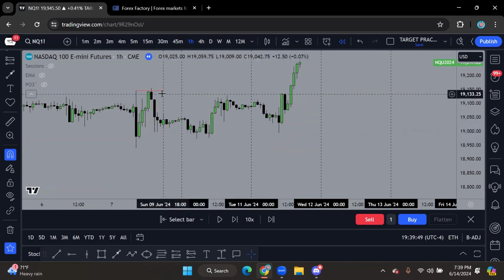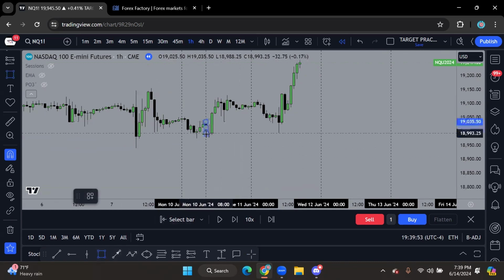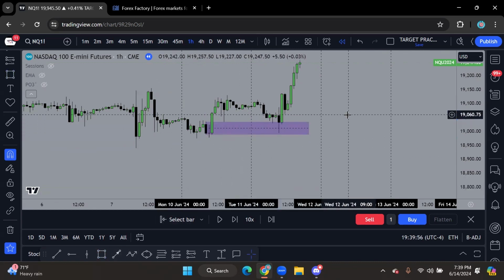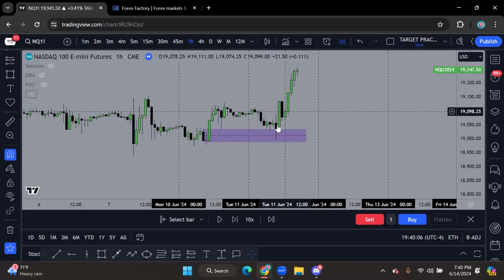Right now, taking a look at if you're correct on your bias, what do you have looking to the left? You have your order block right here. Price on Tuesday, we trade into it at that 9 o'clock open, that 9:30 open. And what does it do? It reverses right off of it.